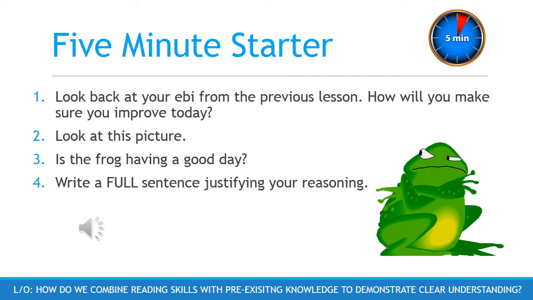And then have a look at this picture. Is the frog having a good day? Think about what he's doing, what his face looks like, and so on, and write a full sentence justifying your reasoning. So is he having a good day, bad day, somewhere in between, and how do you know?